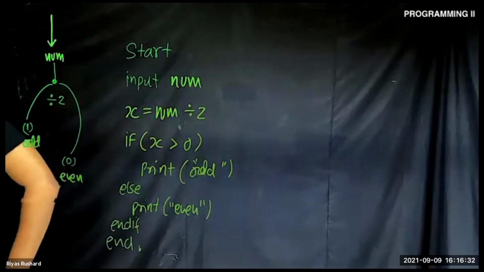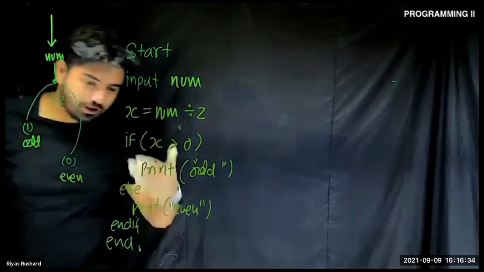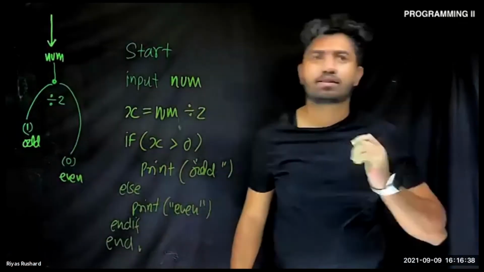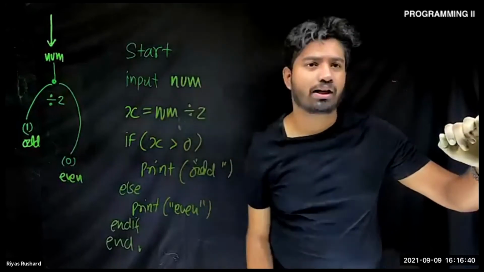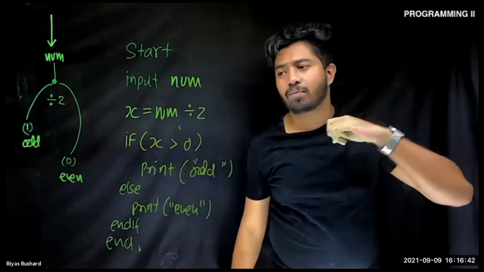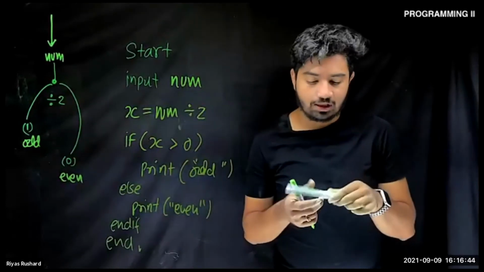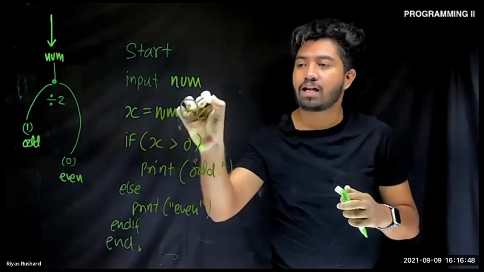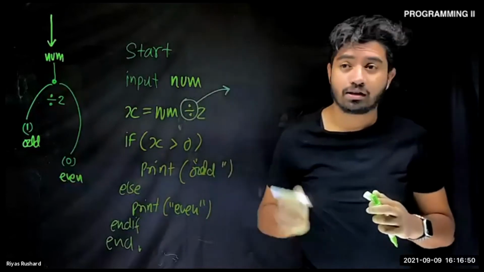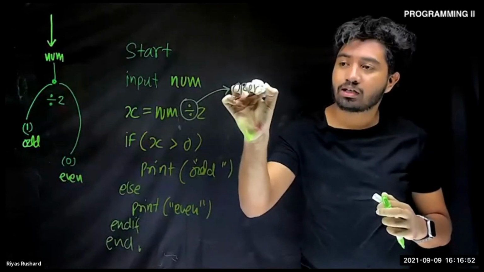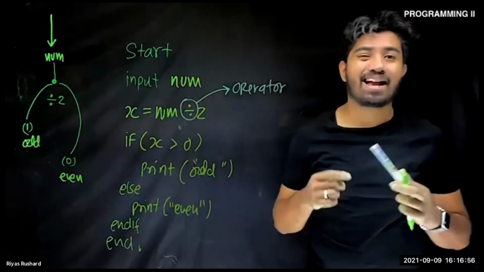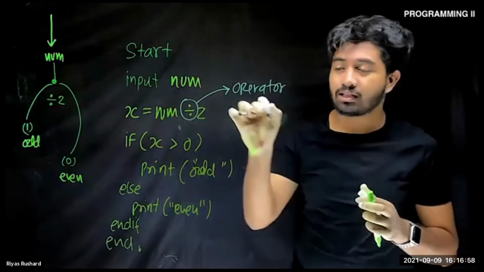Done. Good. Okay, I'll give you my answer. Start, input number, you get the input from the user. The first problem you come across is that this is not a valid operator. First point: under operators, we call these arithmetical operators.